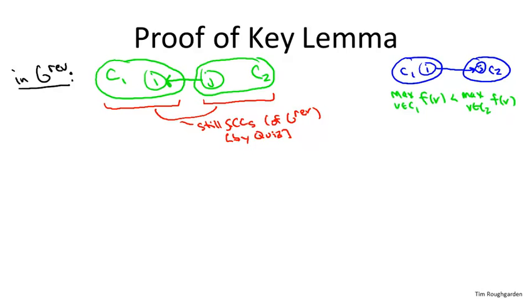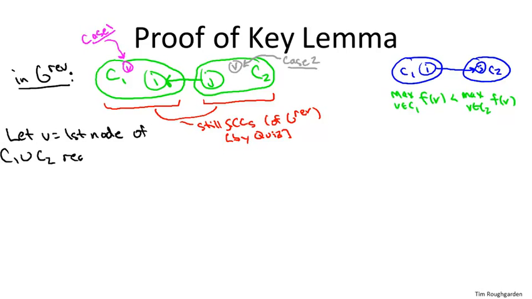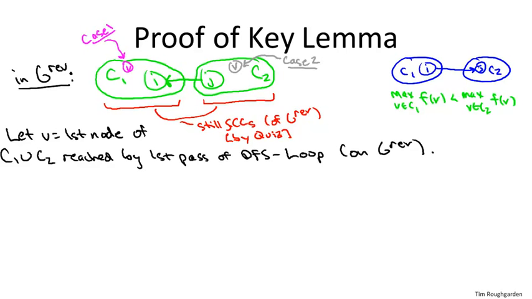So now we're going to have two cases in this proof, and the cases correspond to where we first encounter a node of C1 union C2. Now remember, when we do this DFS loop, this second pass, because we have this outer for loop that iterates over all of the nodes, we're guaranteed to explore every single node of the graph at some point. So in particular, we're going to explore at some point every single node in C1 union C2. What I want you to do is pause the algorithm when it first explores some node that's in either C1 or C2.